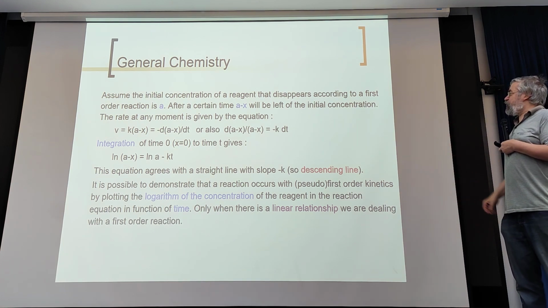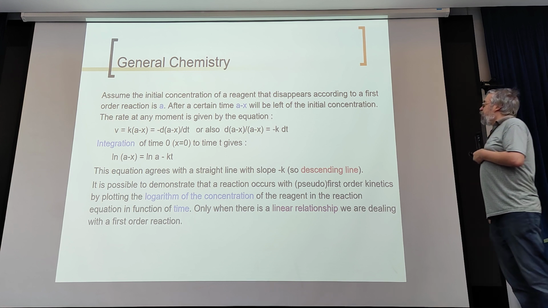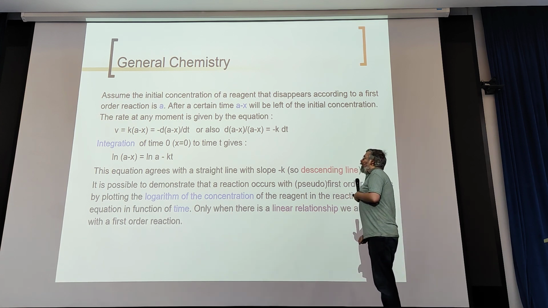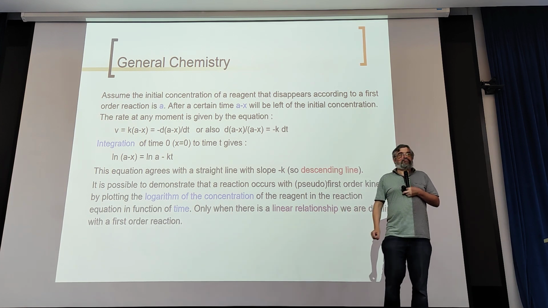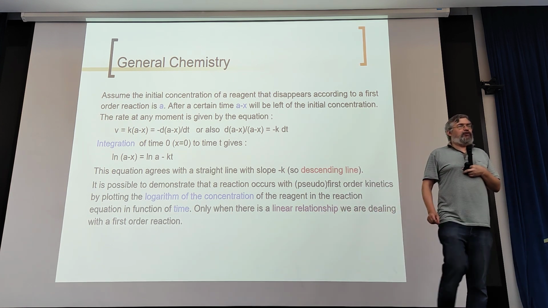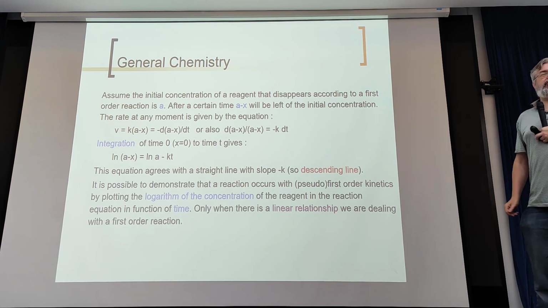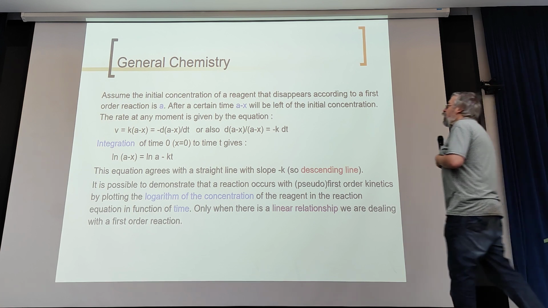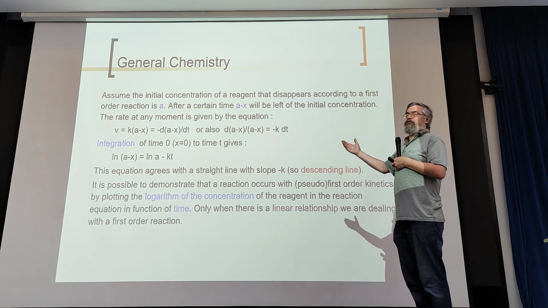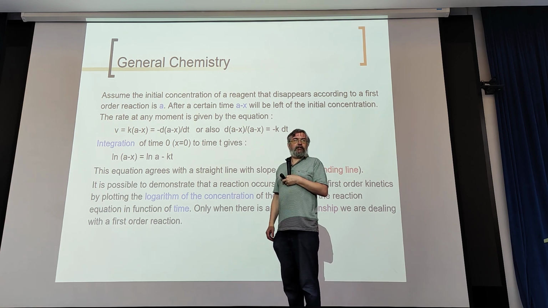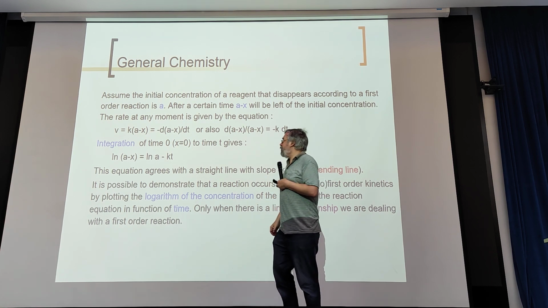For A minus X, and then we put also minus K delta P. And now we integrate. Maybe you remember integration from your mathematics class in secondary school? This is a simple integration. If you don't remember it, just assume it. So that means it becomes a logarithm, a natural logarithm.